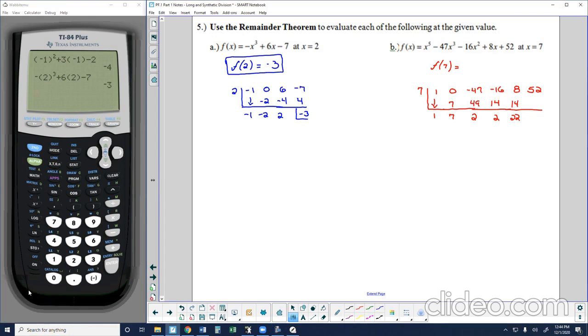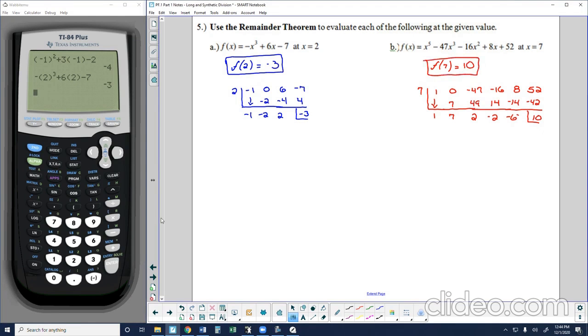Oh, sorry, made another mistake. Back up here. This -16 plus 14 should be -2. Boy, 2 mistakes. Hopefully you caught them both. Now let's take the negative 2 times the divisor 7. Sorry about that. Should be a negative 14. Negative 14 plus 8 should be negative 6. Here's my remainder. So 7 times negative 6 would be negative 42. Add those together, and my remainder, if done correctly, should be 10. So f of 7 would be 10.